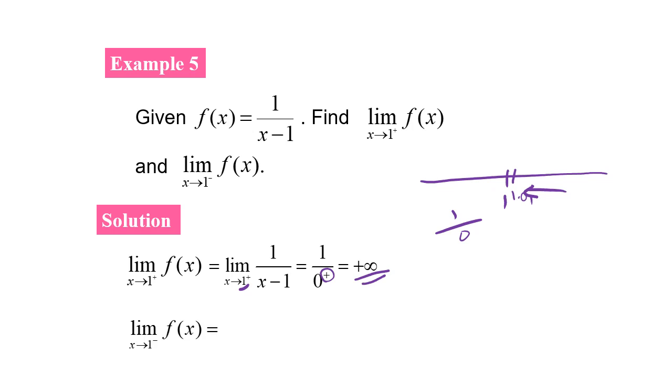And then for the limit of f(x) as x approaches 1 from the left side, the same function 1 over x minus 1, we get 1 over 0. So 1 over 0 is infinity, but we need to take note of the sign. It will be positive or negative. If it's the left side of 1, we can take 0.99 as an example. So 0.99 minus 1, we get negative 0.01. So negative value, that's why we have negative infinity here. Okay?